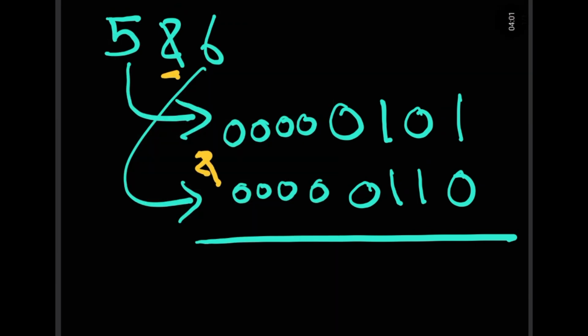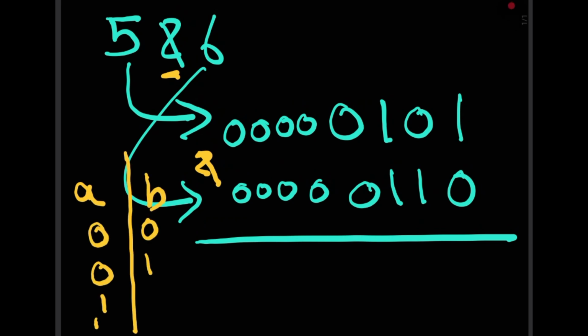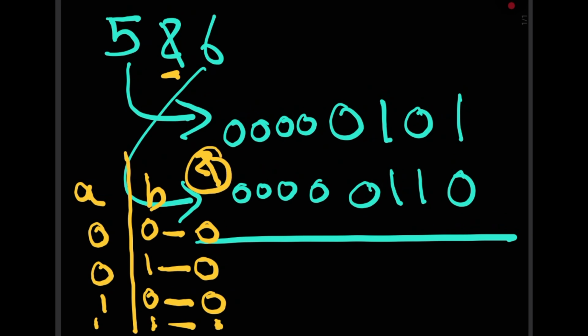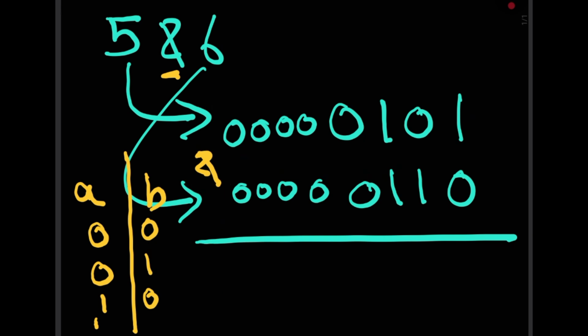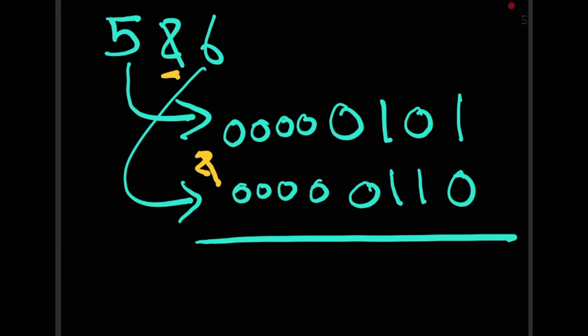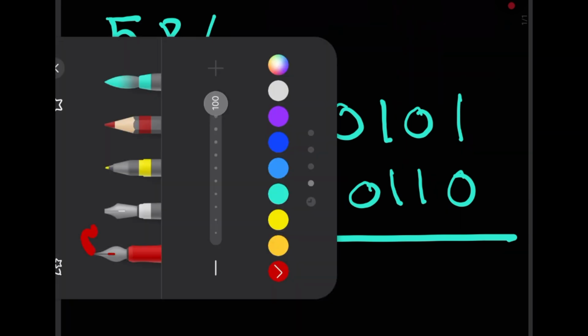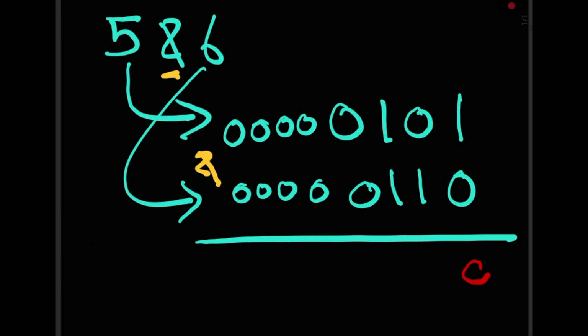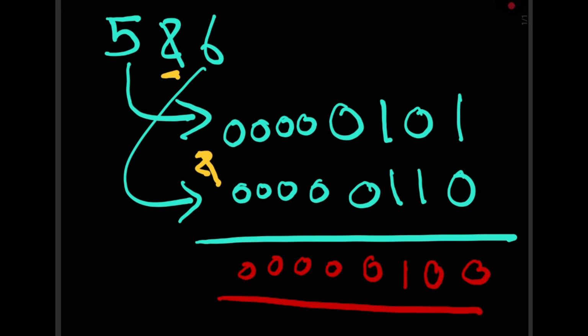So in AND, if I take A and B as two inputs, 0011 and 0101. For 0 and 0 I will get 0, 0 and 1 gives 0, 1 and 0 gives 0, and for 1 and 1 I will get 1. So the AND operator results in 1 only if both the inputs are 1. So here I have 1 and 0, so it should be 0. 1 and 1 will be 1, 0 and 0 zeros again. So this will be my final output.